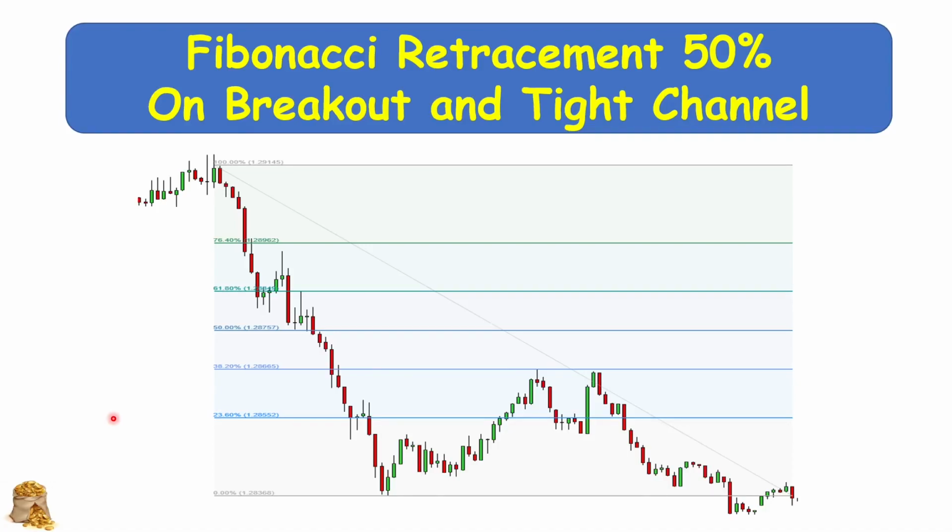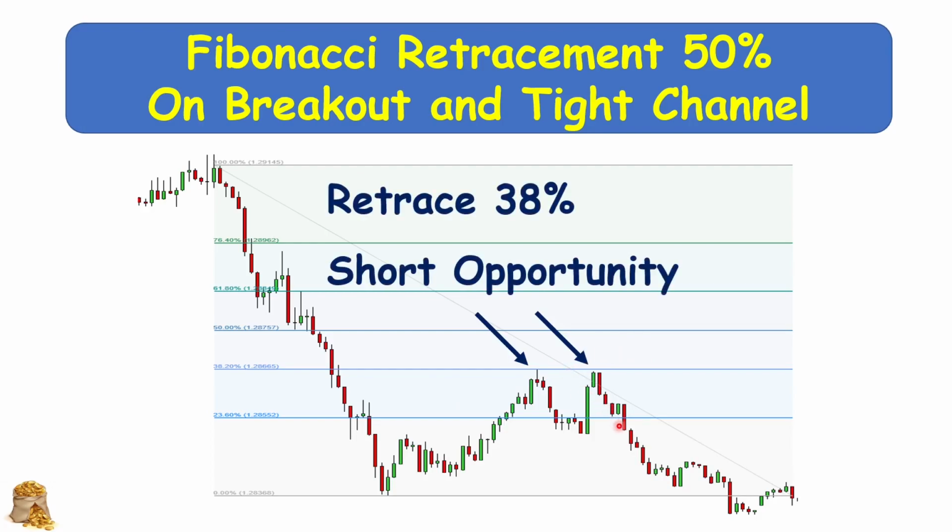A lot of times, after the market has a strong trend, the pullback will follow the Fibonacci retracement. For example, if the pullback is at 23% or 38%, there's a higher probability the market can resume the previous trend. In this example, if the market pulls back to 38% here and also here, the market will resume the downtrend. So there are short opportunities.